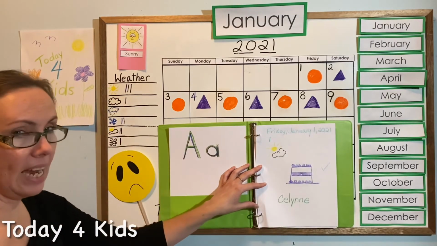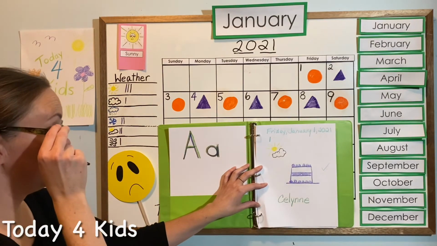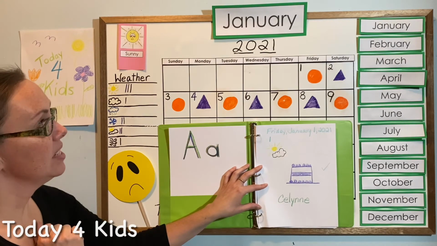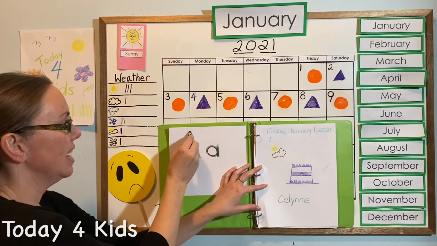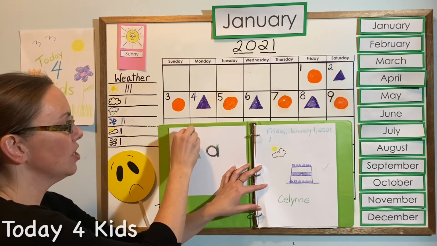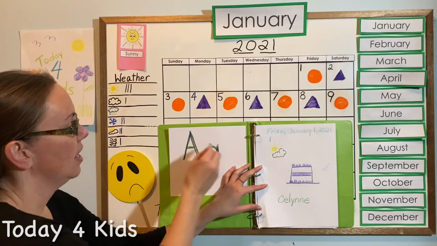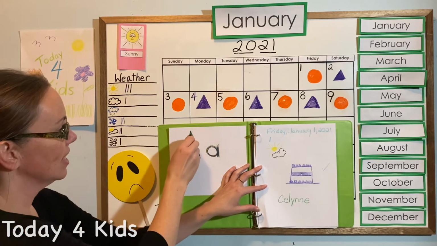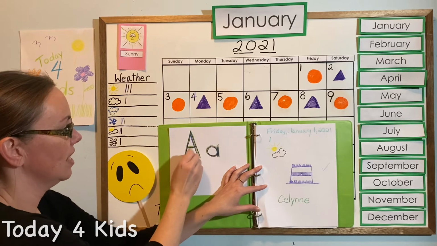So we have an A. Let's practice the A today if we don't know how to make the full name of the day and the month. So this is an A, so we're going to start at the top and go down. Then we're going to go back up the top and come down. And then we're going to cross our A there. So that's how you make an A. Down, down, and then across.